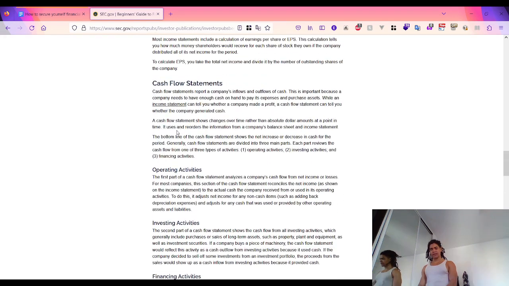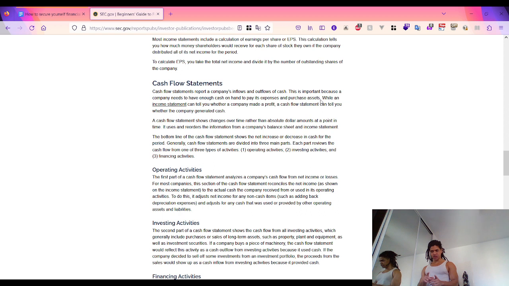And that is awesome, because now that I know how an income statement is set up, I look at the cash flow statement. Cash flow statements report a company's inflow and outflow of cash. This is important because a company needs to have enough cash on hand to pay its expenses and purchase assets.